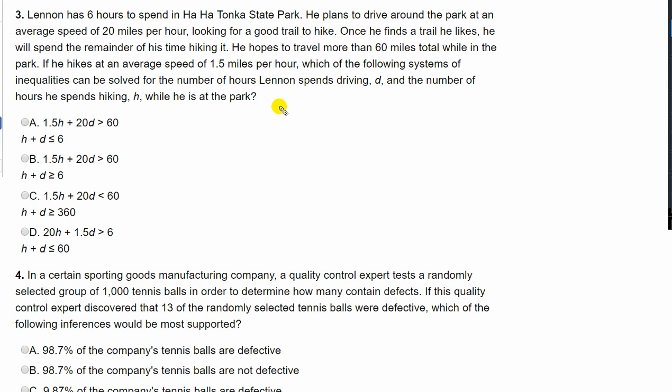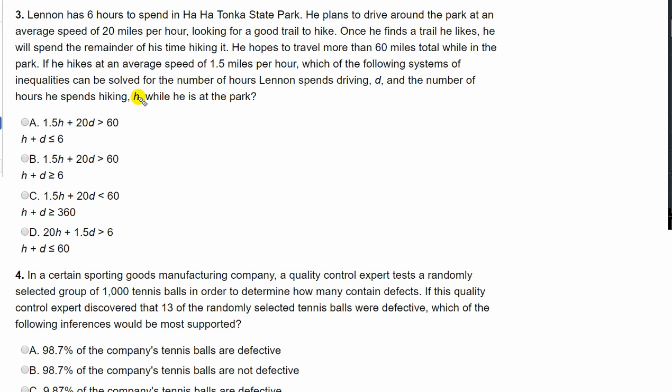Let's look at this question here. This is the linear programming question. Now, we have a total of 6 hours to spend. The hours he spent on driving and the hours he spent on hiking. In total, we have only 2 activities.